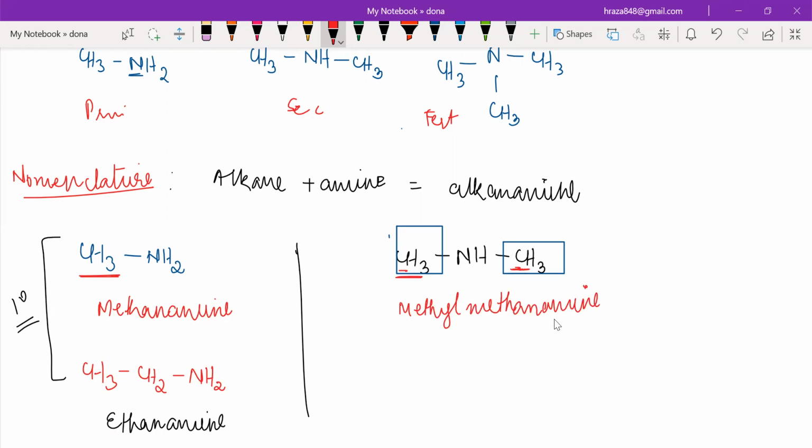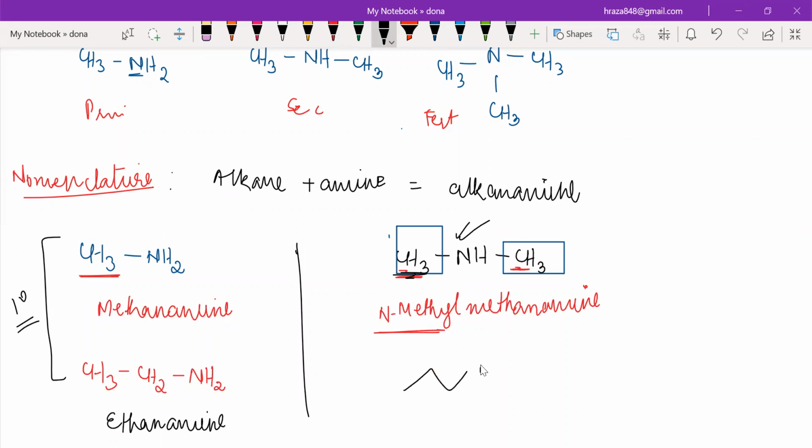Yes, sir. So it's very easy, or we can write N-methylamine. This will be much better. Instead of writing the number, we write N-methylamine. That means this methyl is connected directly to this N.